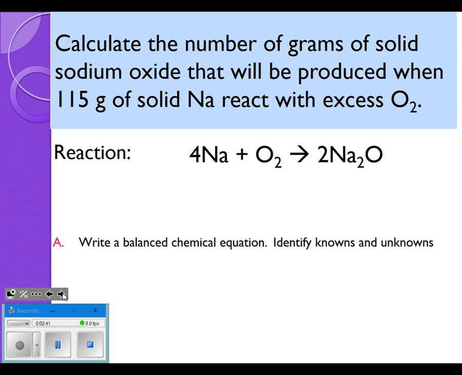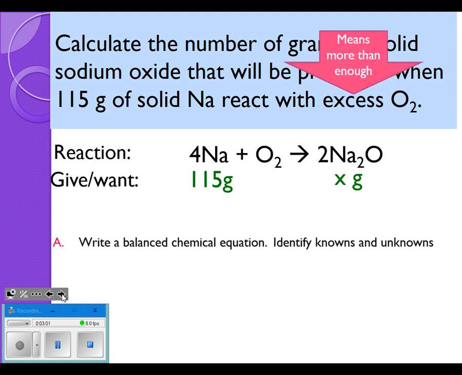Then we also have to identify our knowns and unknowns. Well, we're given 115 grams of solid sodium. So that goes right here. We're looking for the number of grams of solid sodium oxide. So we're looking for this of sodium oxide. Okay, so the only thing about this excess of oxygen, O2, just really means that there's more than you need, okay? So there's more than enough. So just so you're aware.